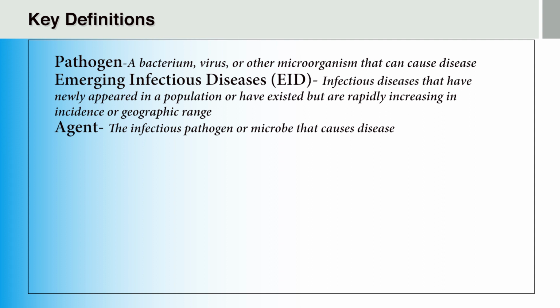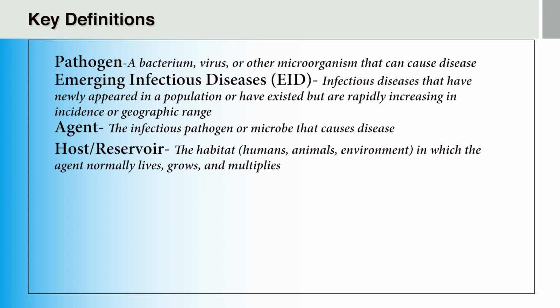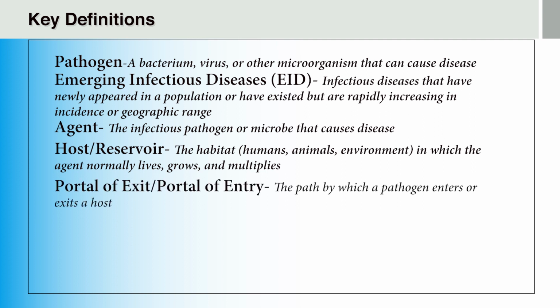An agent is another term used to describe a pathogen. A host or reservoir is where one would expect to find colonies or populations of the microbes. Animal or human hosts are capable of spreading microbes as they move around and interact with other humans or animals.